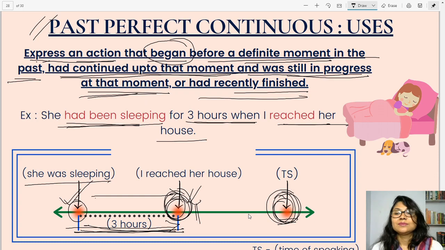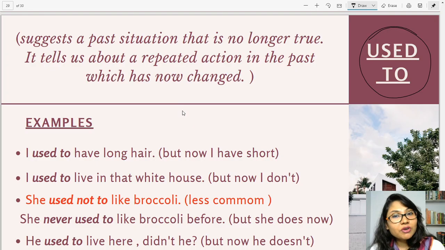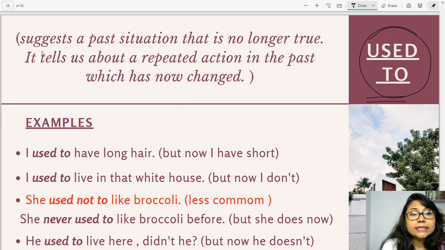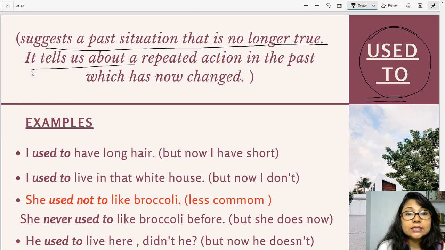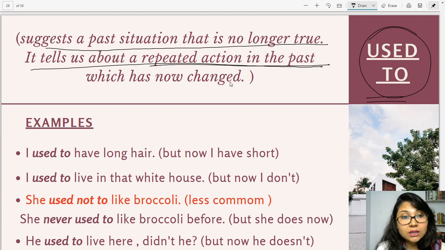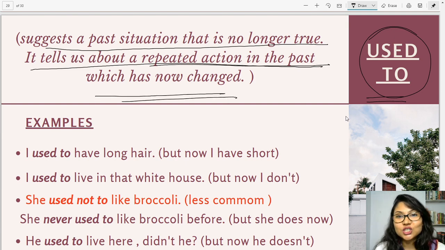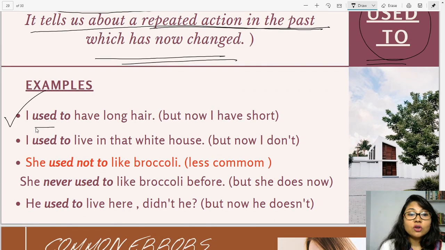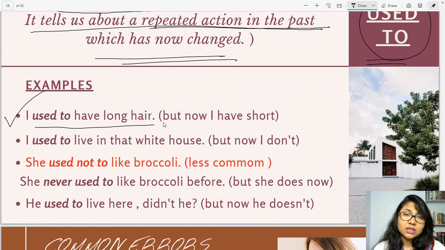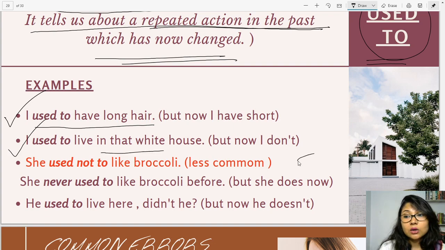Okay? Let's move on. Now children, when you're using the have, has or had verb, we often use used to with it. What does it mean? It suggests a past situation that is no longer true. It tells us about a repeated action in the past which has now changed. Let's look at the examples. I used to have long hair, but now I don't. I have short hair. I used to live in that white house, but now I don't.